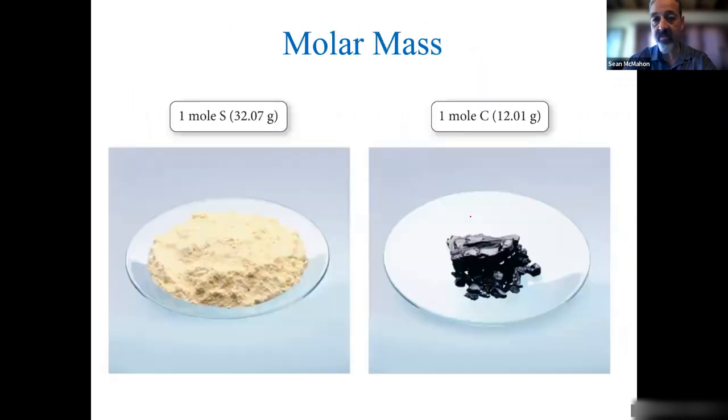So again, what does a mole look like? Well, 1 mole of sulfur is 32.07 grams. How do I know that? On the periodic table, I see that the atomic mass is 32.07 AMU. I change it to grams to get moles, and now I can weigh it. So 1 mole of carbon is 12.0 grams. That's the molar mass.